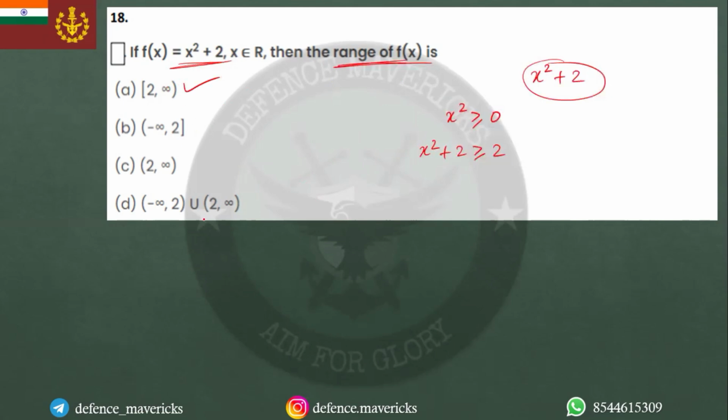Just take care of the brackets. They will give you confusing brackets, like one option has an open bracket and another has a closed bracket. Closed bracket means we need to include 2. And we will include 2, because x square can be 0, so x square plus 2 can be 2 also.